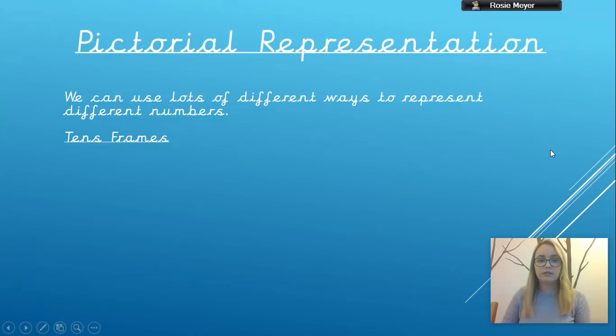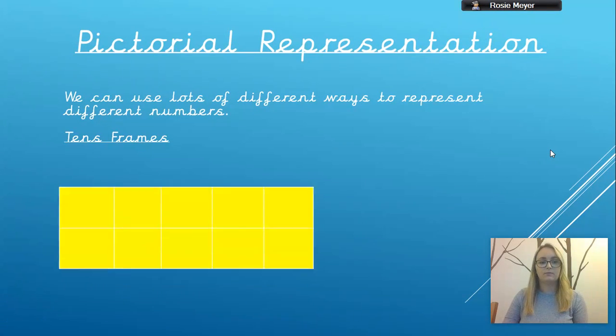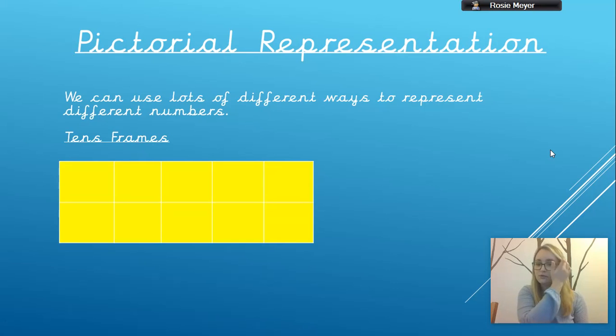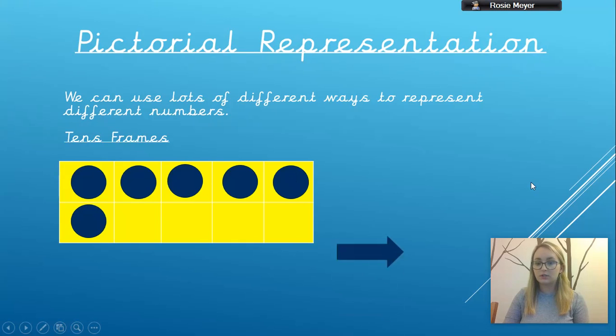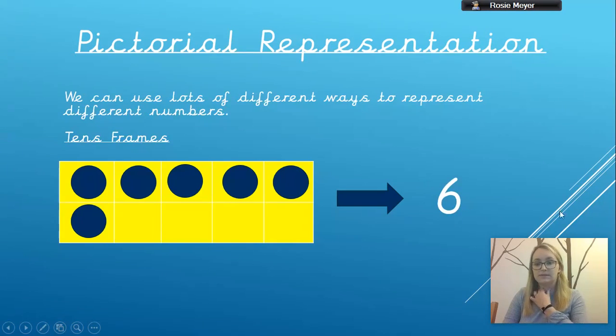There's lots of different ways to represent different numbers. There's tens frames, which we use at school quite a lot, and that is a good way of us representing a number. So here we're filling up our tens frame, and when it has stopped, we can count the dots, and that will tell us what number this is representing. So let's have a look. We've got 1, 2, 3, 4, 5, 6 dots in our tens frame, which means this is number 6.